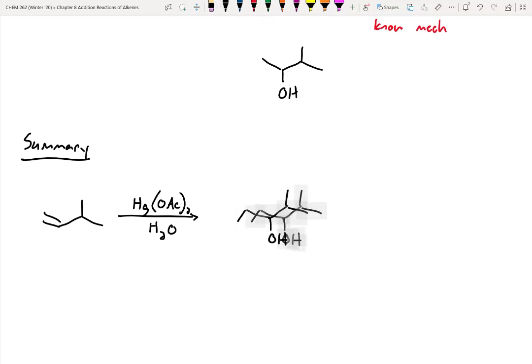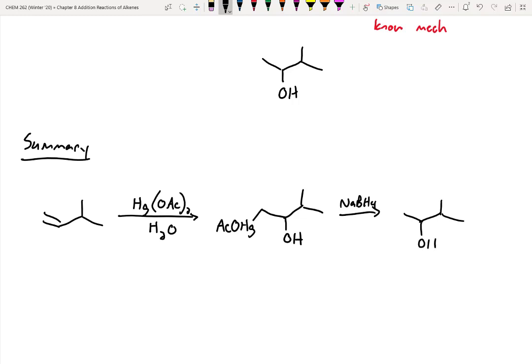Let me slide this over a smidge more. And in fact, I'm going to use those abbreviations right there. So we've got our AcO group bonded to the mercury. And then in the next step, we treat this with NaBH4, our reducing agent, to get to our final product. Sorry, let me clean this up. Does that make sense?